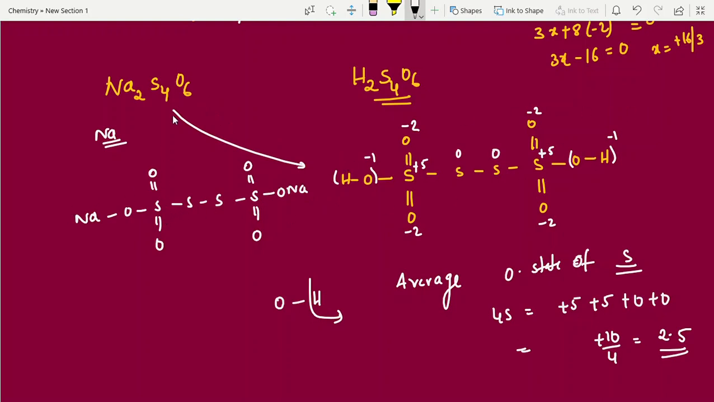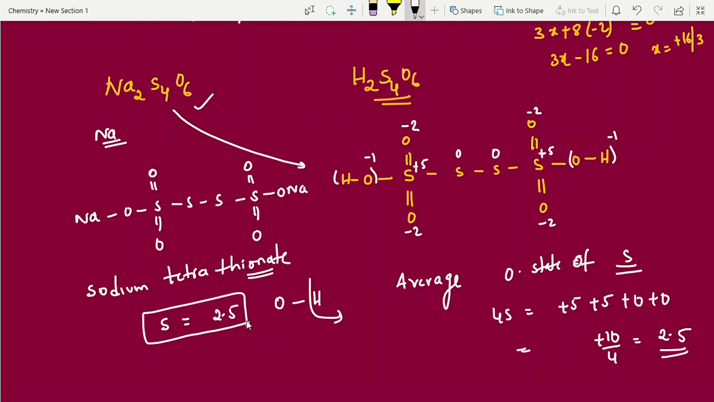Same thing. They ask this example, this example also. This is what we call sodium tetrathionate. Many times they ask this example in competitive examinations. Here also sulfur average 2.5. Clear? In a similar way, just instead of hydrogens, you can write sodium. Clear students? Now, next one.